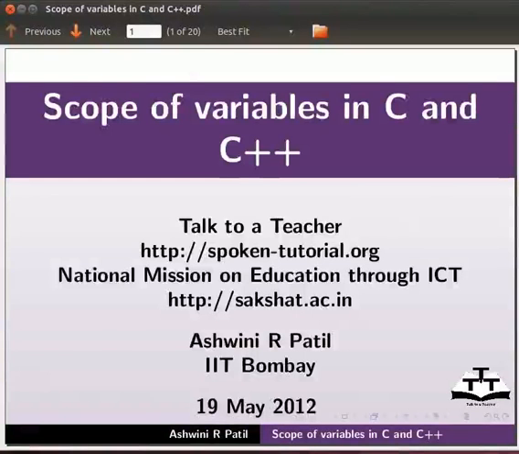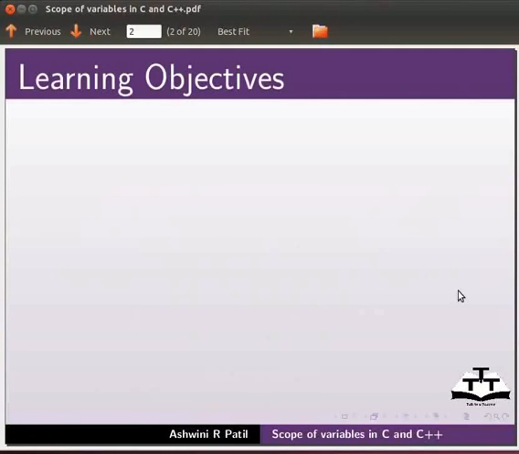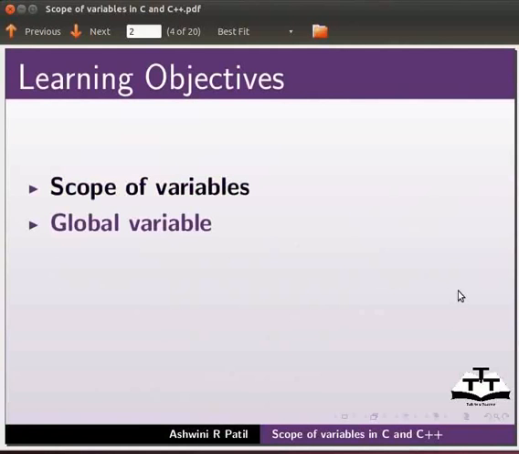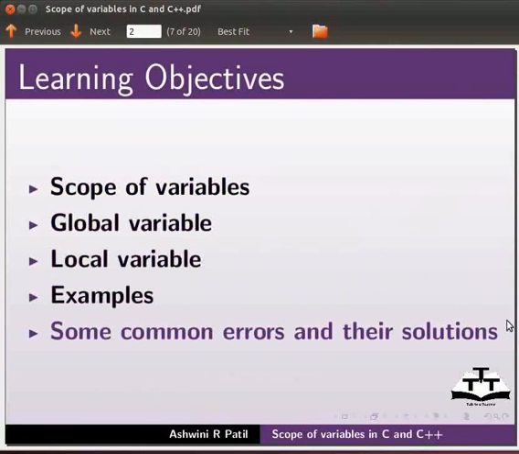Welcome to the spoken tutorial on scope of variables in C and C++. In this tutorial, we will learn what is the scope of variables? What is a global variable? What is a local variable? A few examples. We will also see some common errors and their solutions.